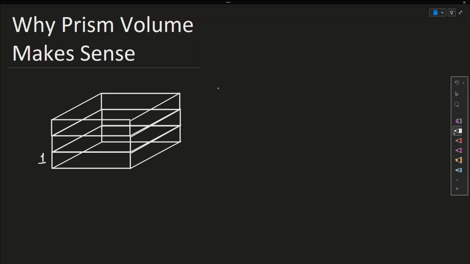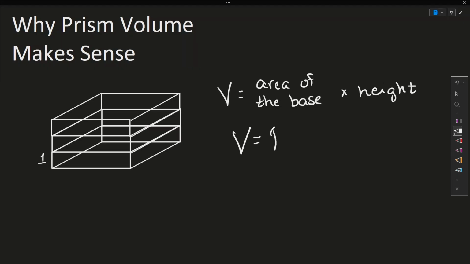That's why for a prism, the volume is the area of the base times the height of the prism. Or, written more compactly, V is equal to a capital B times a lowercase h. Capital B is the area of the base, and h is our height.